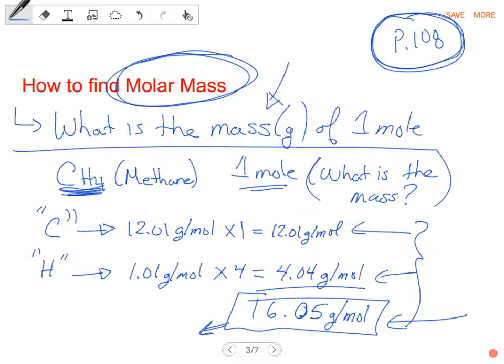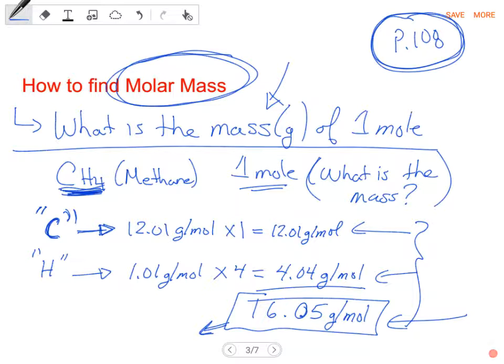And here's how you have to break this down. You must know the formula. The formula for methane is CH4. If you look, you have carbon, we have 1 of those. Please look at your periodic table.